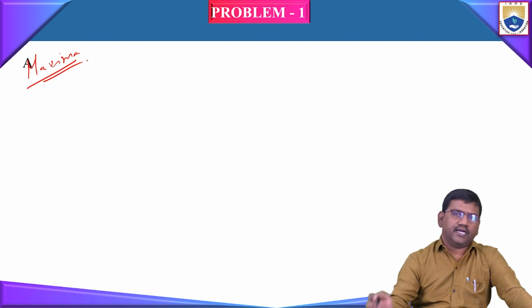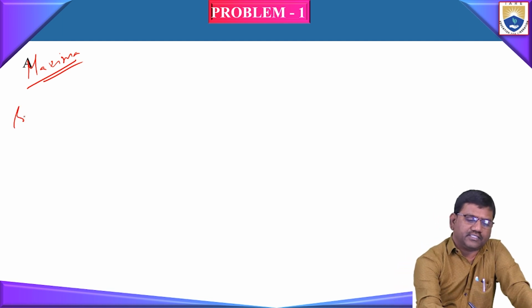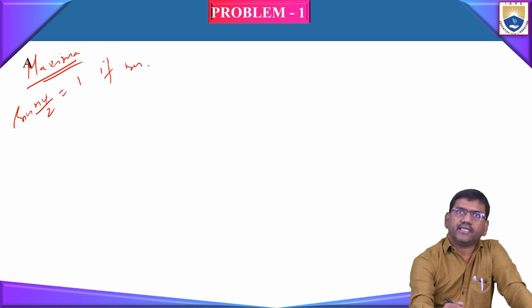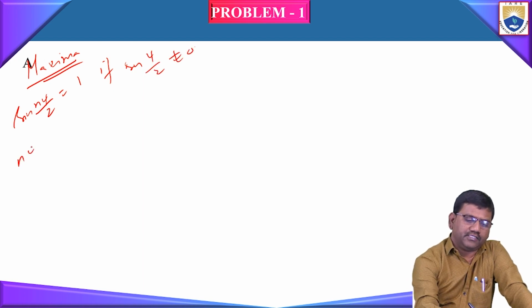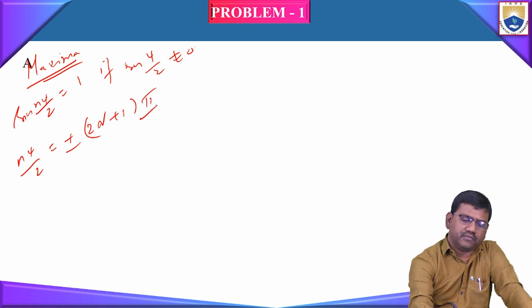Direction of pattern maxima. Let us find out the values. We know that sin(nψ/2) is equal to 1 if sin(ψ/2) is not equal to 0. Now nψ/2 is equal to plus or minus (2N+1)π/2. So from this equation we will find out the value of ψ. So ψ is equal to (2/n)(2N+1)π/2.